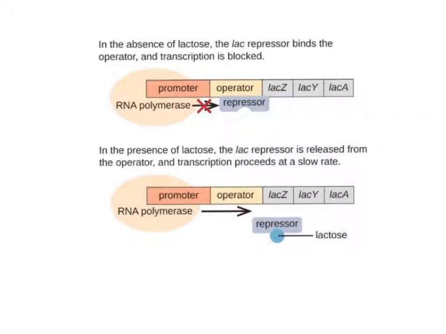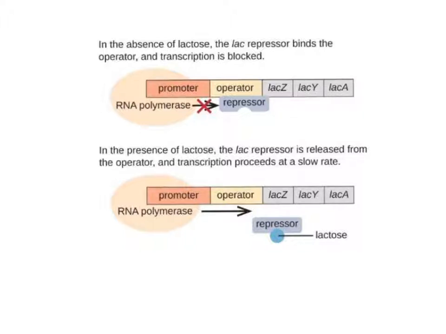All right, so again, this is from the text. At the top here it says, in the absence of lactose, the Lac repressor binds the operator and transcription is blocked. And then at the bottom, in the presence of lactose, the Lac repressor is released from the operator and transcription proceeds at a slow rate. So this is what we were saying before.